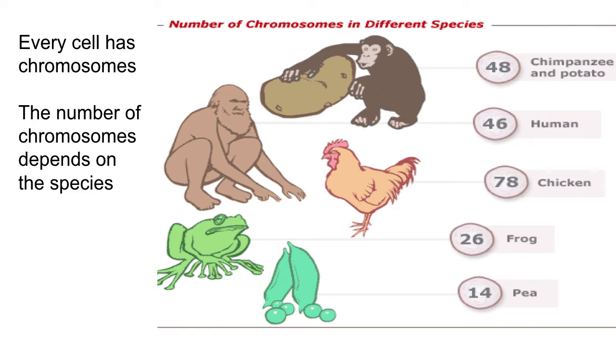So humans have 46 chromosomes, 23 pairs. Chickens have 78, frogs 26, and then our last example, pea plants, that we're going to be talking about more in the future when we go through Mendelian genetics and modern genetics, and we'll look at the different traits of pea plants. But again, pretty simple with 14 chromosomes total.